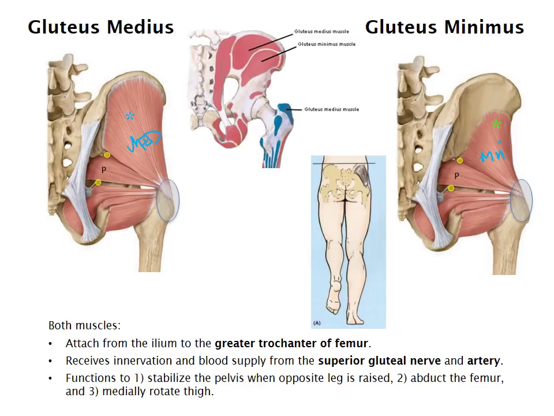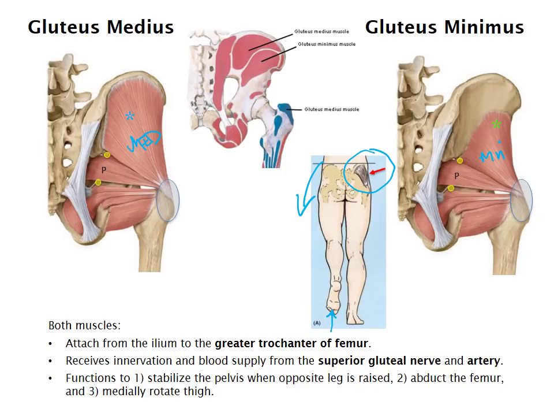That said, the primary functions of both the medius and the minimus are to: 1. Stabilize the pelvis of the planted limb when the opposite limb is non-weight bearing. For example, when you pick up your left foot off the ground, here we see this person picking up their left foot off the ground, your right gluteus medius and minimus act to stabilize the pelvis and prevent the left hip from dropping downward.